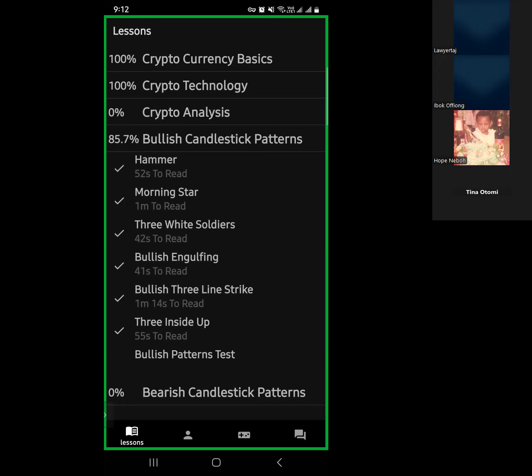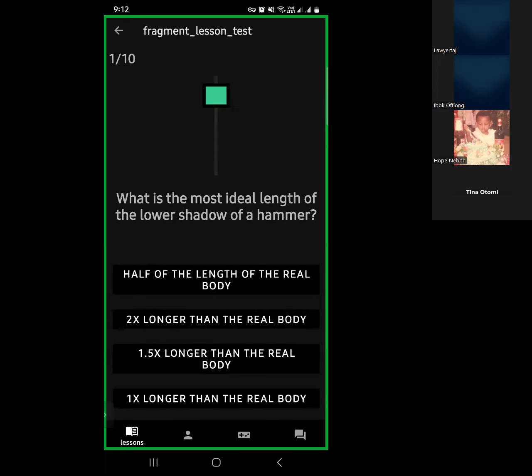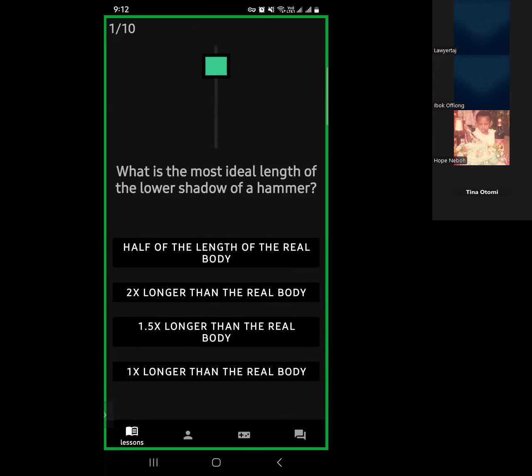Okay, the yes have it. I'm clicking on the bullish pattern test now. Let's go. It's just 10 questions. Question 1: What is the most ideal length of a lower shadow of a hammer? 1. Half of the length of the real body. 2. Two times longer than the real body. 3. 1.5 times longer than the real body. And the last one, one time longer than the real body.